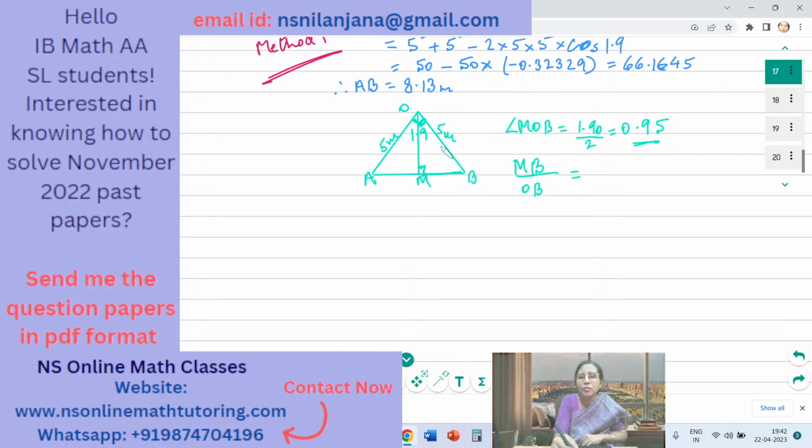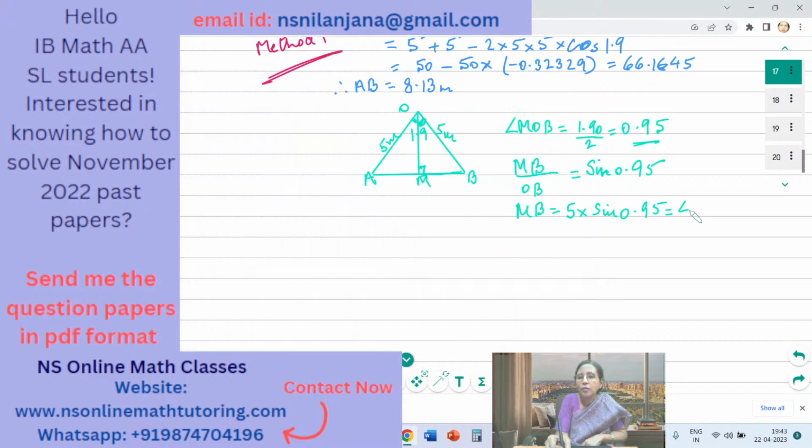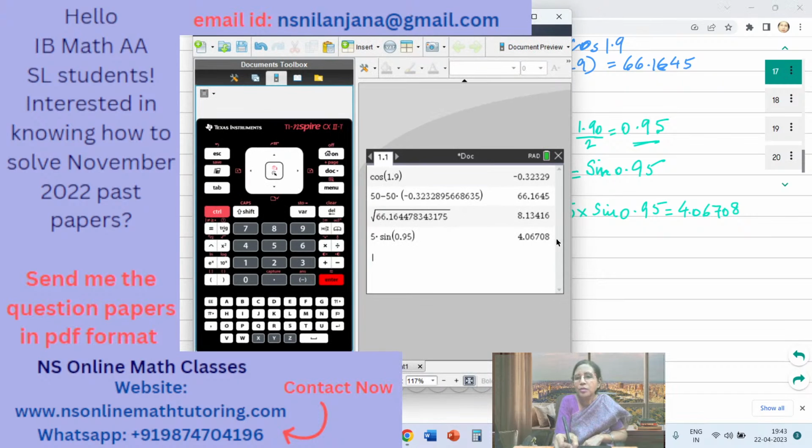So opposite over hypotenuse is what ratio? It is sine. So it will be sine 0.95. Therefore, MB is equal to OB, OB is 5, 5 times sine 0.95. Let us find out the value of this. 5 times sine 0.95. Enter. 4.06708. Let us check. It is 4.06708.